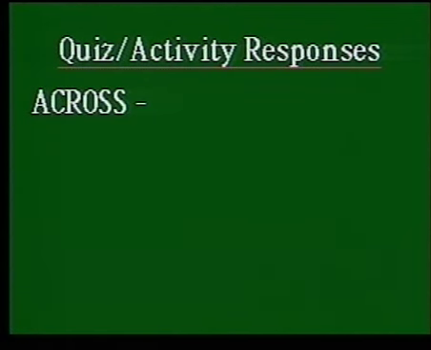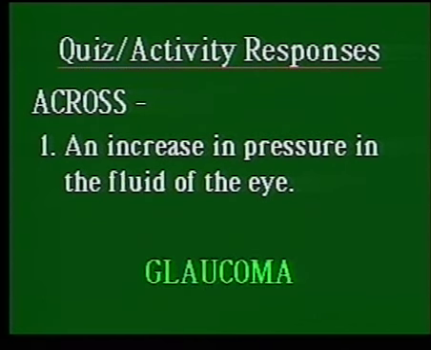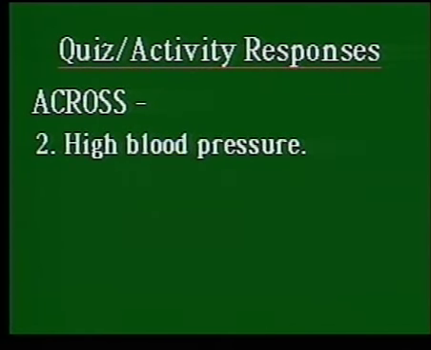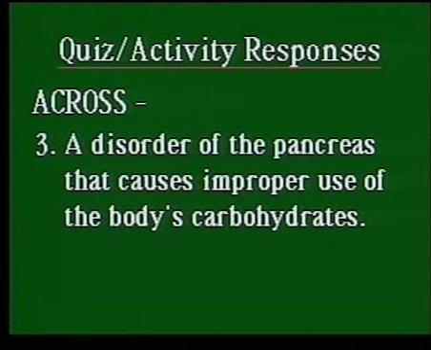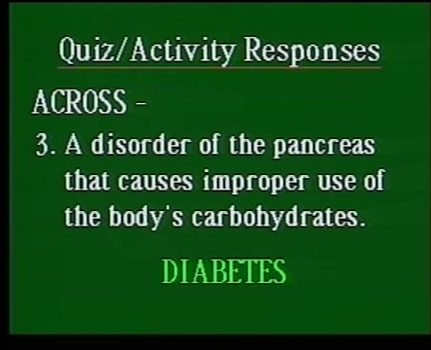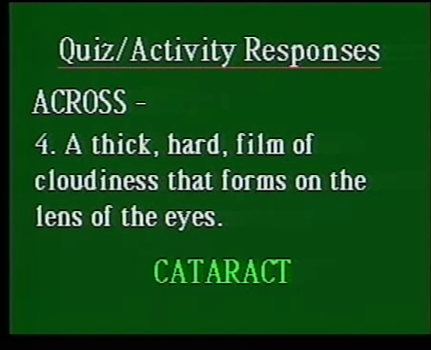Responses to Part 3 conditions related to aging quiz activity. Across. 1. An increase in the pressure in the fluid of the eye is glaucoma. 2. Across, high blood pressure or hypertension is the answer. 3. A disorder of the pancreas that causes improper use of the body's carbohydrates. That's diabetes. 4. A thick, hard film of cloudiness that forms on the lens of the eyes. Cataract.